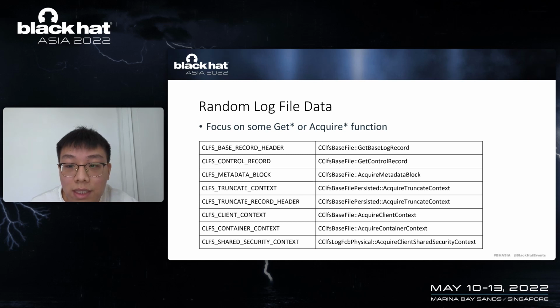Reversing the CLFS system driver, we can find that some functions starting with Get and Acquire will read data from the BLF file, such as GetBaseLogRecord, GetControlRecord, AcquireMetadataDataBlock, AcquireTraceContext, and so on. So we mainly randomize these structures when fuzzing. This structure was reversed in IDA.